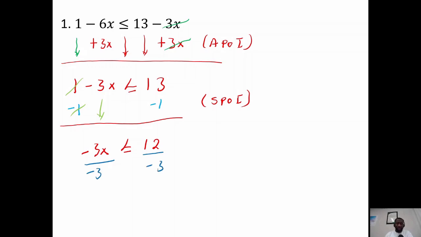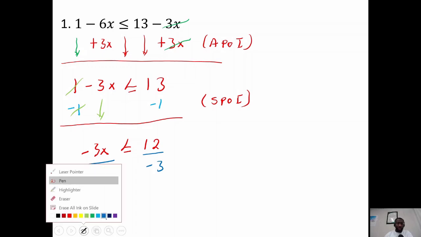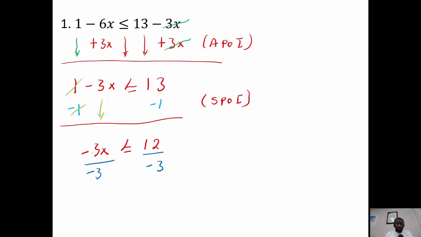I divide by negative 3. Right. So now I know negative 3 is going to cross out negative 3, so I have my x by itself. So now I have x. And when I divide 12 by negative 3, I'm going to have negative 4.